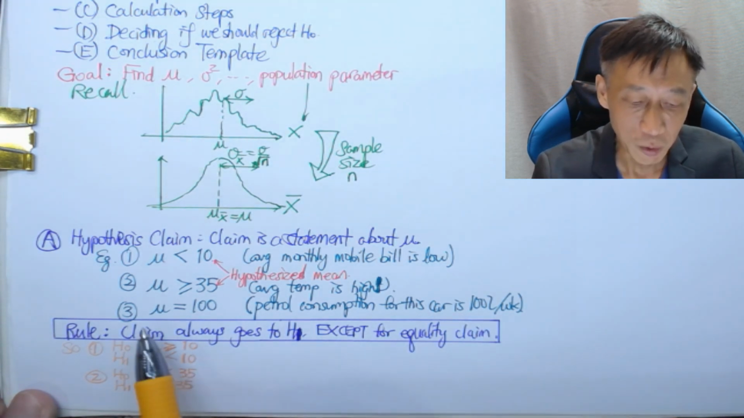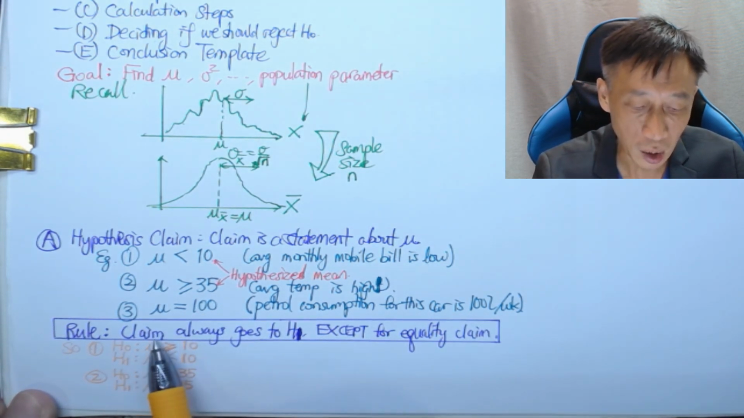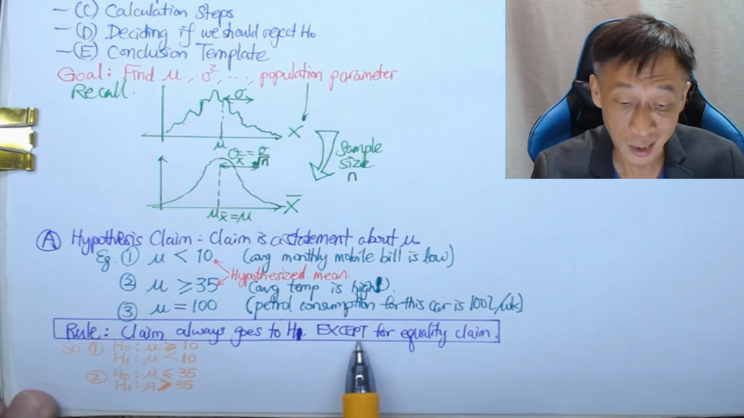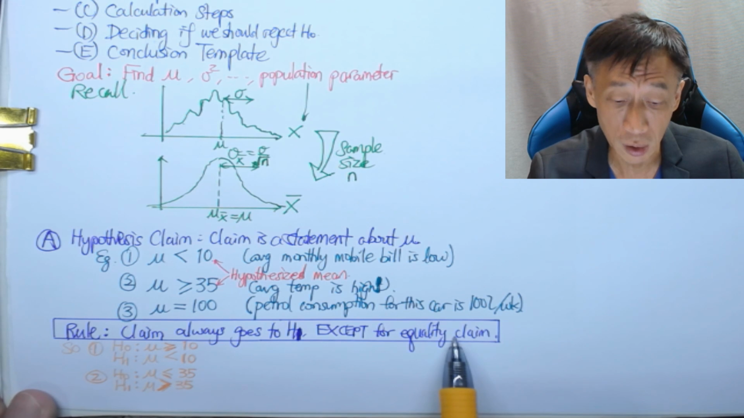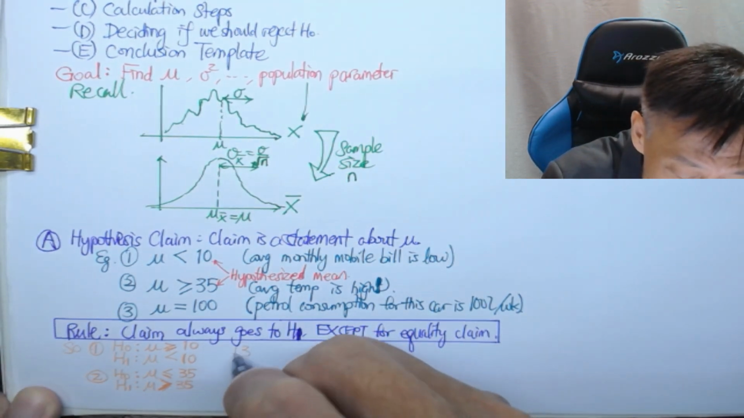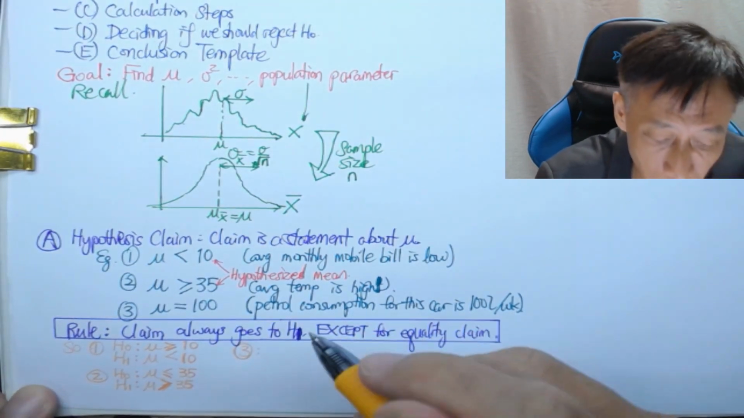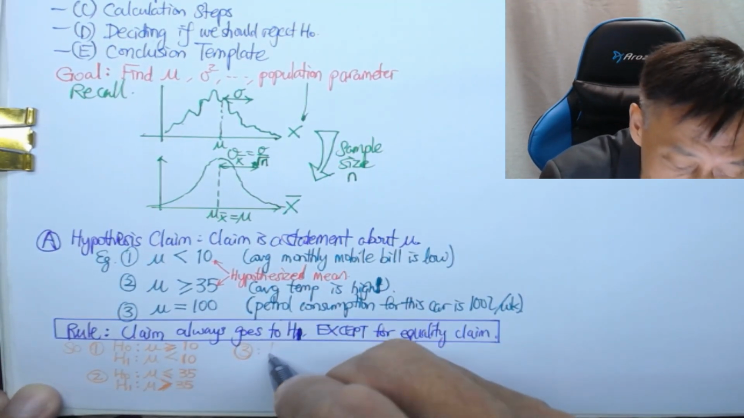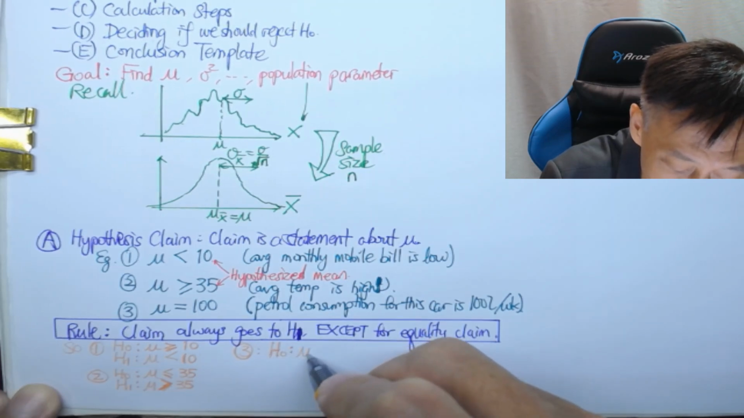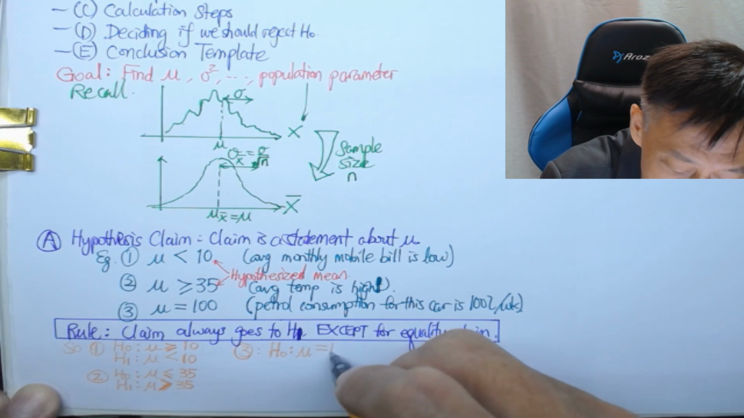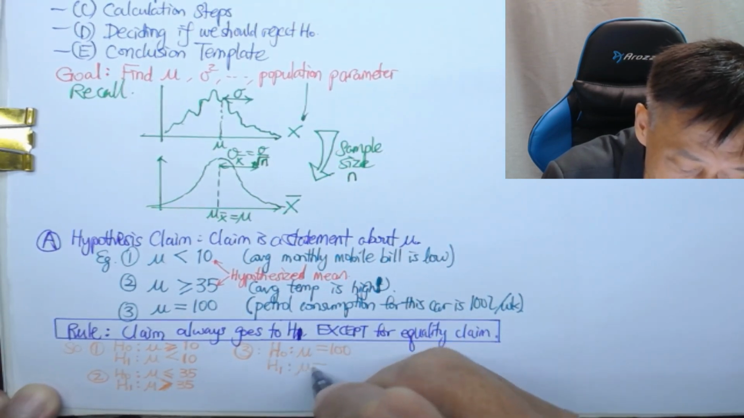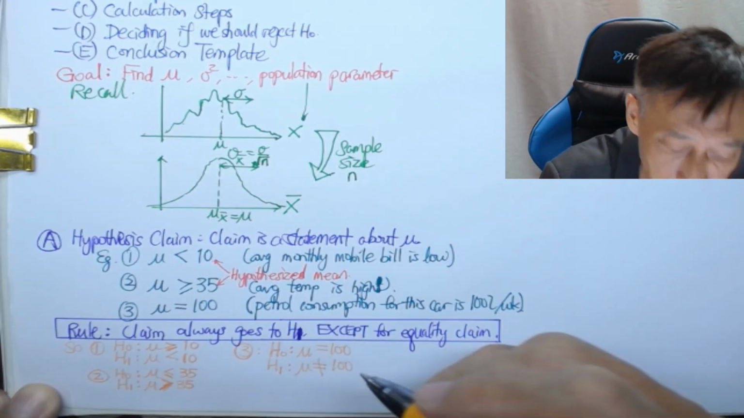And lastly, we look at this one. So we say, okay, this is a claim. Mu equals 100 is a claim. It goes to H1, right? Wait, but does it satisfy the exception criteria? Yes, it does. So for number 3, we will put the claim as an exception in H naught. So H1 becomes mu is not equal to 100.